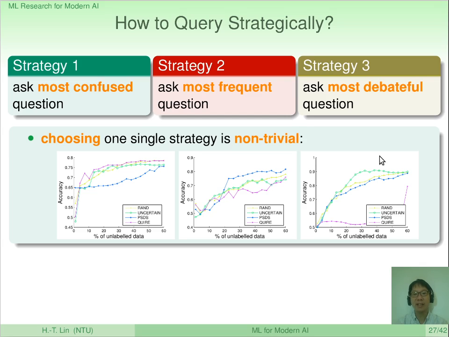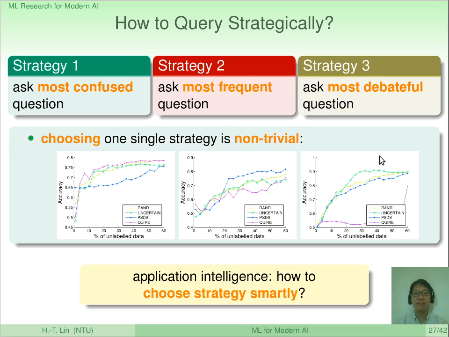We see that in each of the data sets, the best strategy is different. The magenta strategy is the best for the first data set, but the worst on the third data set. Therefore, choosing one single strategy is highly non-trivial. And to achieve application intelligence, we need to ask, how do we choose smartly? Can we let the machine choose smartly the best strategy for us?